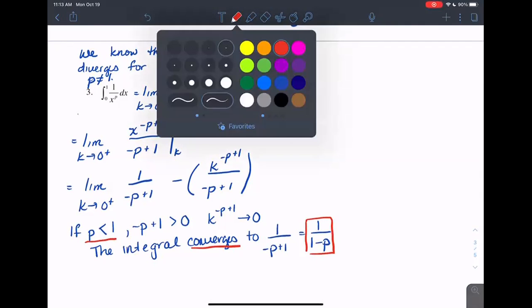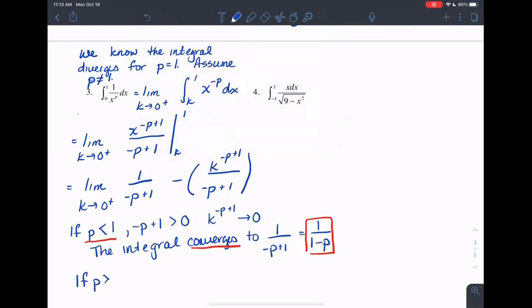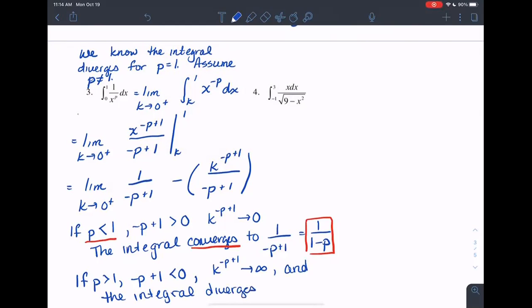And in the scenario where p is greater than 1, negative p plus 1 is less than 0. And now you have this thing headed to 0 in the numerator, but it's raised to a negative power. So it's actually headed to 0 in the denominator. And k to the minus p plus 1 is heading off to infinity. Denominator heading to 0 means fraction heading off to infinity. And the integral diverges.